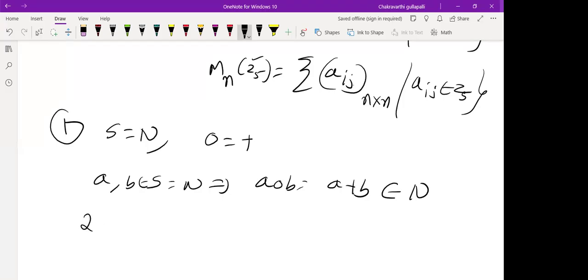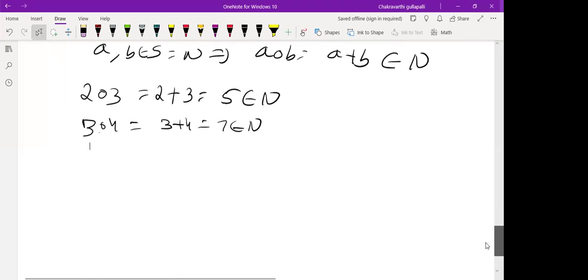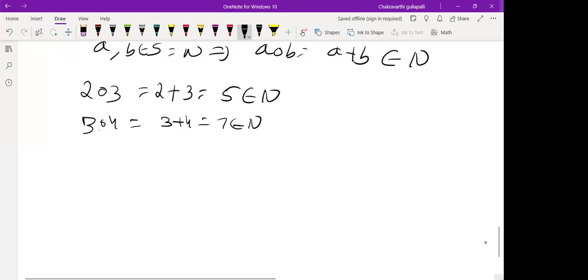For example, if I take 2 and 3, 2 circle 3, 2 plus 3 is 5, which is again a natural number, which is unique. When I'm adding two numbers, I'll get only 5. I will not get two answers. If I change the numbers, definitely the answer is going to change. Unique does not mean you will always get the same answer. Corresponding to this pair, the answer should be unique. If we change the pair, automatically the answer may change. So you have to understand uniqueness carefully. Corresponding to that pair, you will get only one answer, then it is a binary operation.